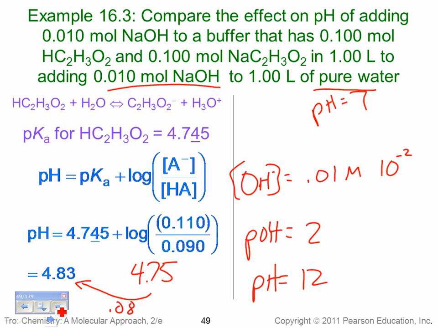Now, it's not really fair to compare 12 to 4.83. That's not the correct comparison to make. The correct comparison to make is pH before versus pH after, the pH change. So again, the pH change for the water was 5. The pH change for the buffer was 0.08.